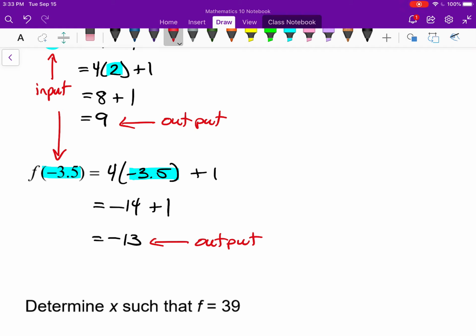Or I can say, negative 3.5 has to do with the domain. It's part of the domain. Negative 13 is part of the range. Just part of it, because I can put other numbers in.